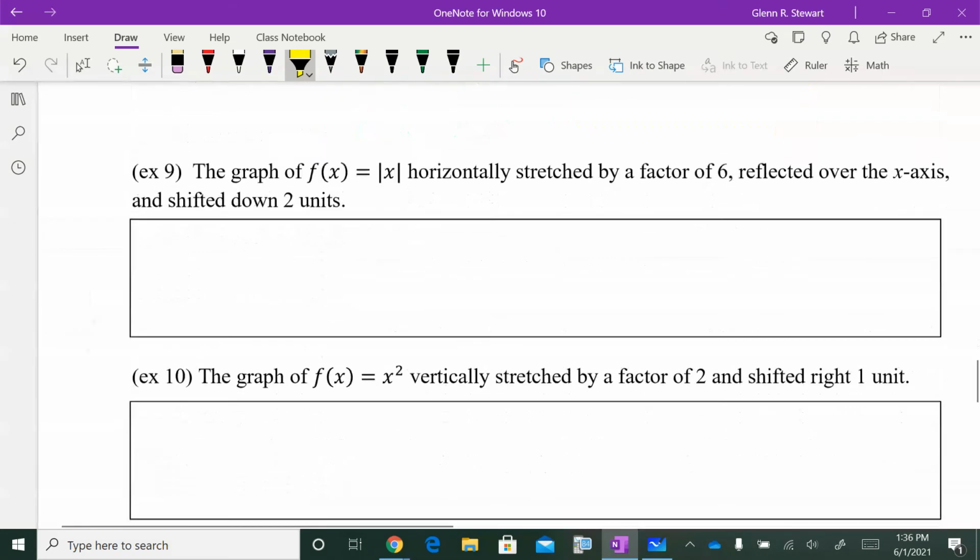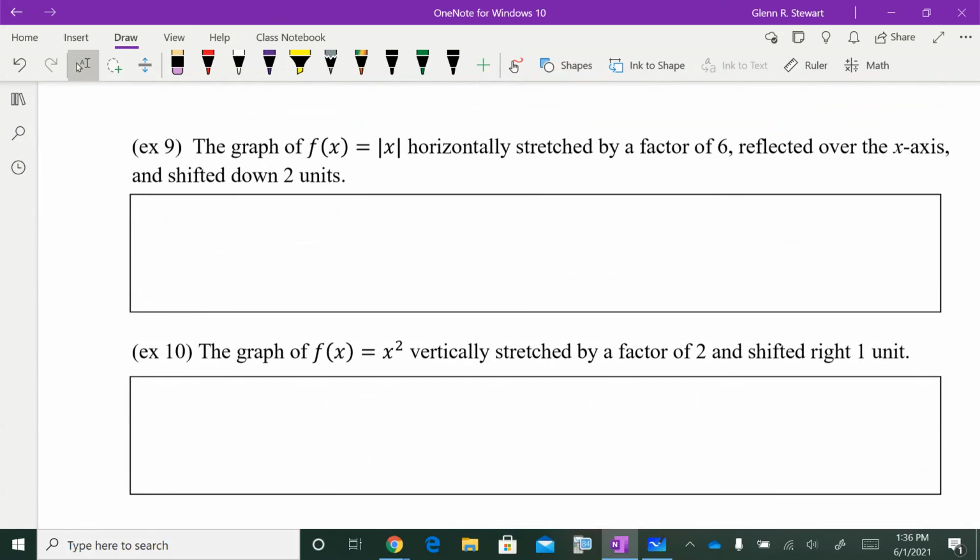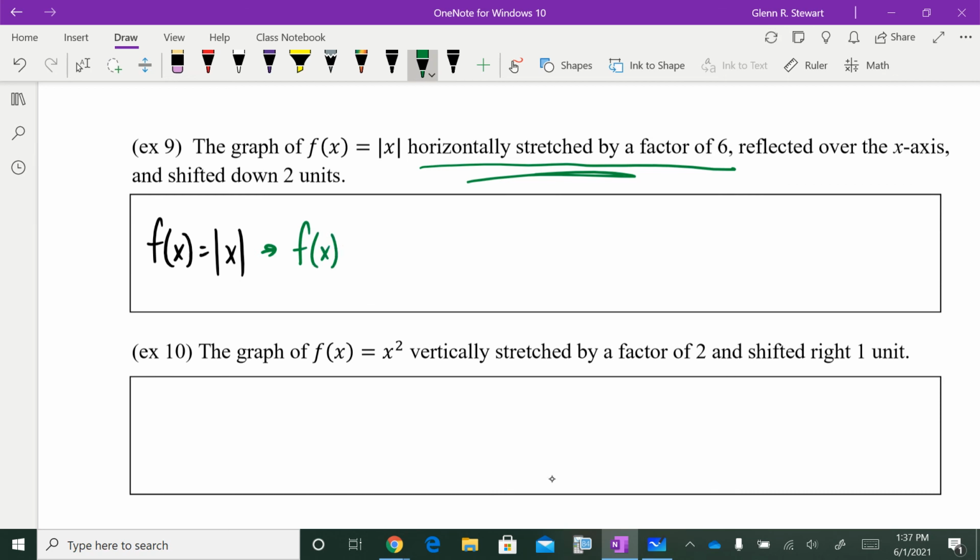All right, example number 9. I did want to show you one of each of these here. The graph of f of x is equal to the absolute value of x, horizontally stretched by a factor of 6, reflected over the x-axis, and then shifted down 2 units. First thing that we are noting is that this is our parent function. The next thing that we want to take a look at is it says it's horizontally stretched by a factor of 6. What that would mean then is because we use the reciprocal, this would change into f of x equals absolute value of 1/6x, because we have to include it on the inside.